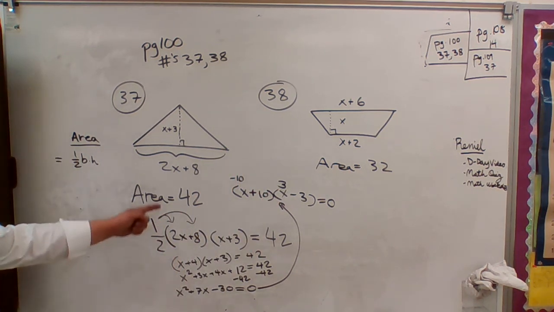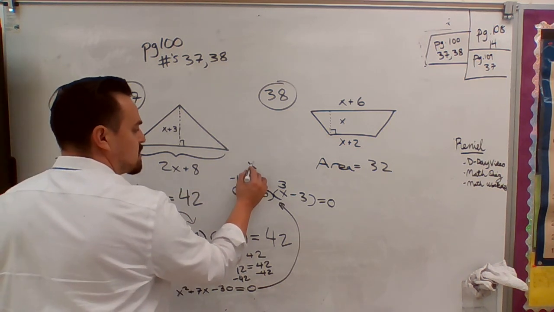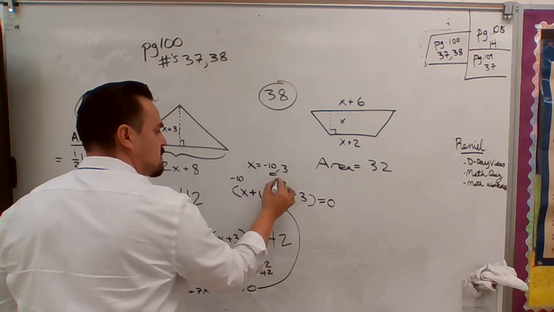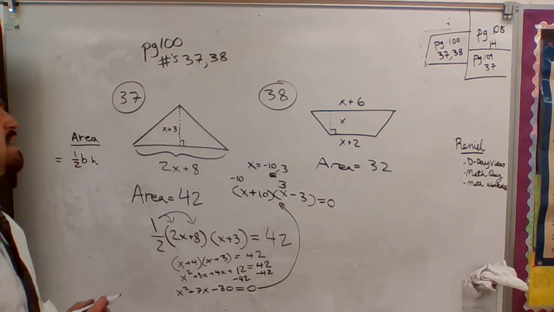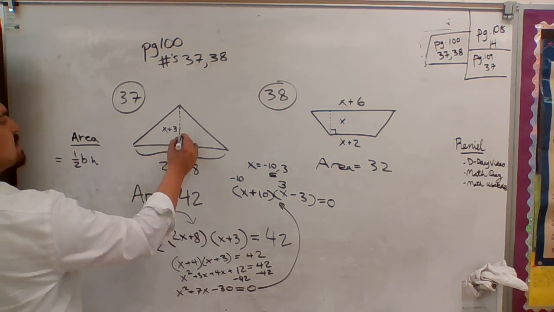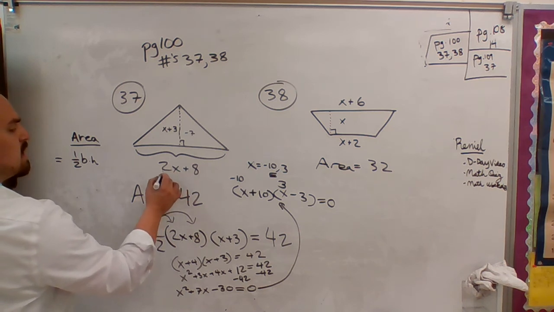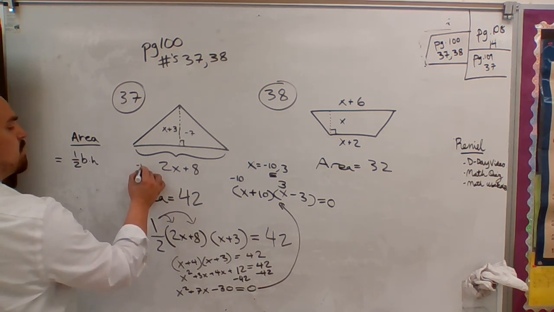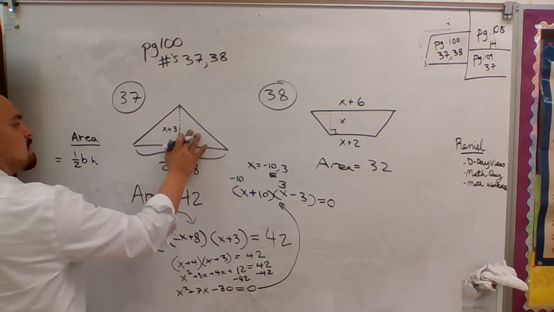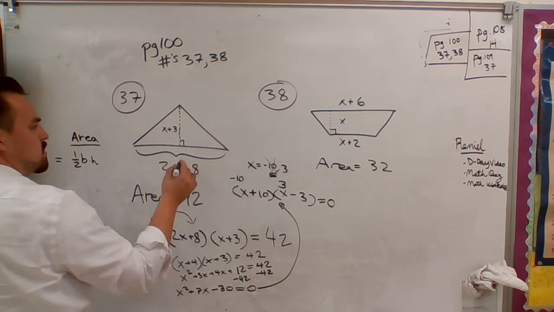Now, can we have negative 10? Is x equals negative 10 or 3 a solution? Is the negative 10 a real solution? I mean, that would make this negative 7 tall, and negative 20 plus 8 would make this negative 12 wide. You can't have negative lengths. So, no, we're not going to use that one. This is the real solution.